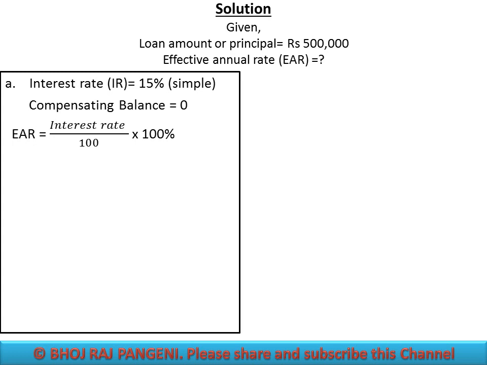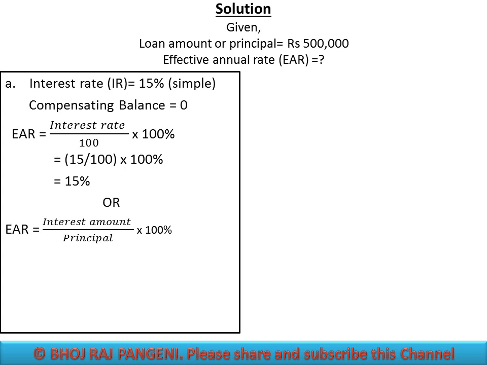Now, EAR equals interest rate divided by 100 into 100%. Interest rate means 15% divided by 100 into 100%. 15% is our simple interest loan. Effective rate is also 15%. And the next one is our formula, that is the interest amount divided by principal. Interest amount means 15% of 5 lakh, so 15% of 500,000 divided by principal, 500,000 into 100%. The answer is the same.